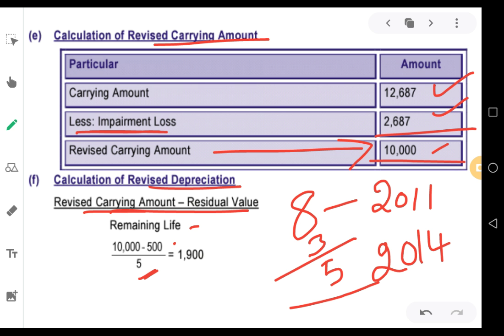When 3 years is decreased, you are getting 5 years is the remaining life of the asset. So when we calculate with the remaining life of the asset, the answer you are getting is 1900 as the revised depreciation. So from 2014, in future you are going to calculate 1900 lakhs as depreciation per year.